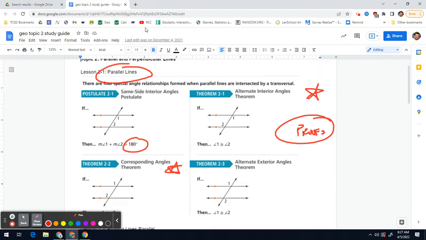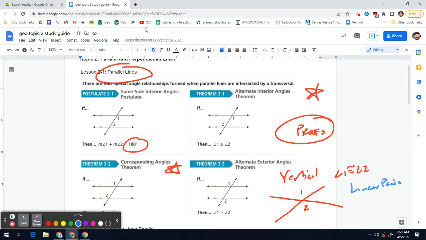Now, along with these 4 angle pairs, you also have to remember 2 other angle pairs that don't require parallel lines. The first pair are vertical angles, right? So remember that vertical angles are created when 2 lines intersect like this. Okay, so in this picture, angle 1 and 2 are vertical angles. They're going to be congruent. So there's vertical angles. Okay, you also have to be cognizant of linear pairs.